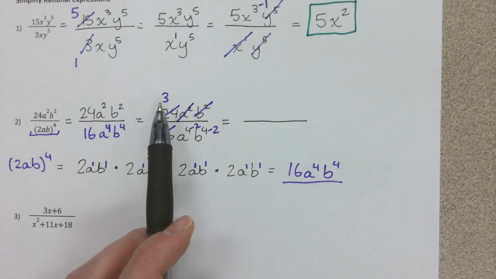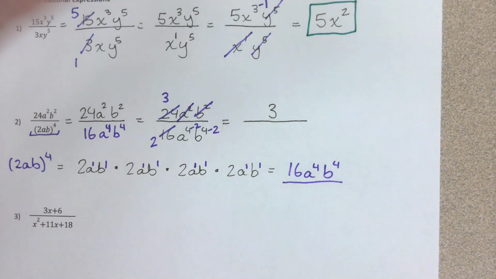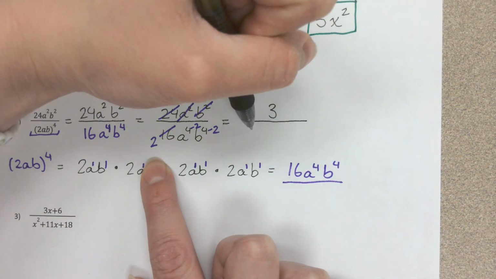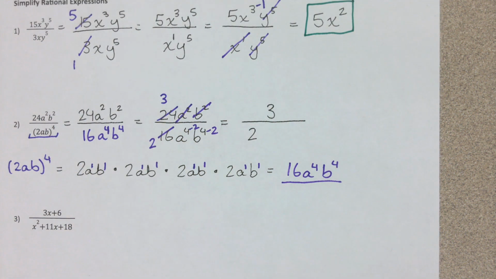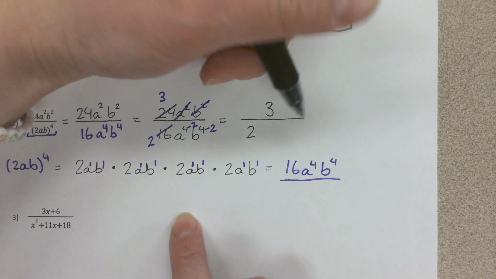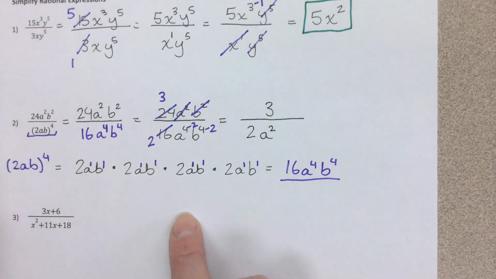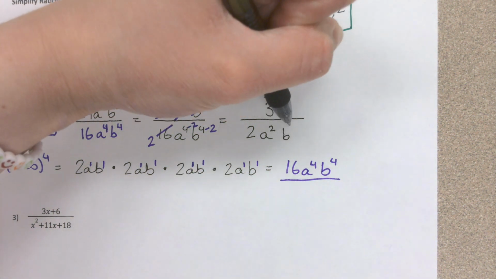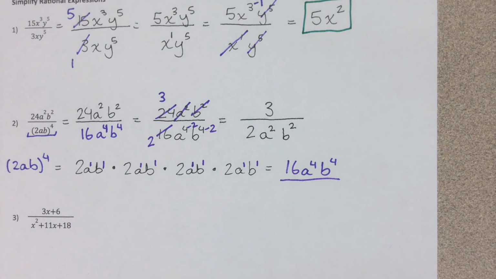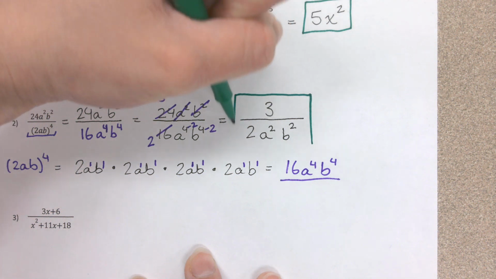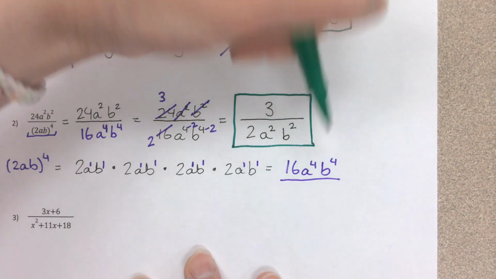On the top, the only thing left is that 3. So I'm going to put that 3 on top. On the bottom, first we have that 2. And again, make sure you're keeping your work neat. This is where it could get messy. This is a to the 4 minus 2, so this just becomes a squared. And then we have b to the 4 minus 2, so this becomes b squared. And that's our final answer.